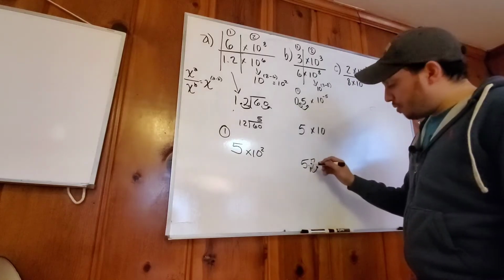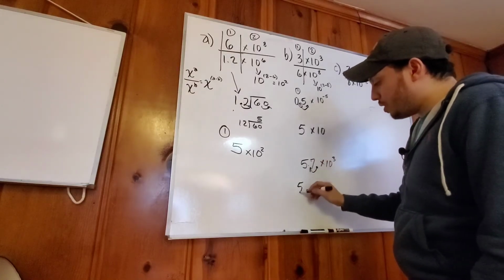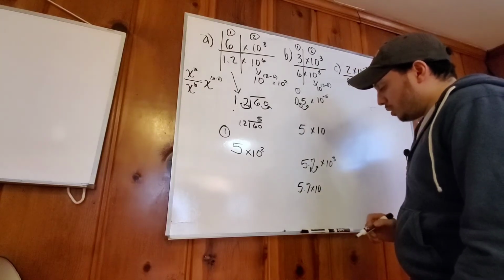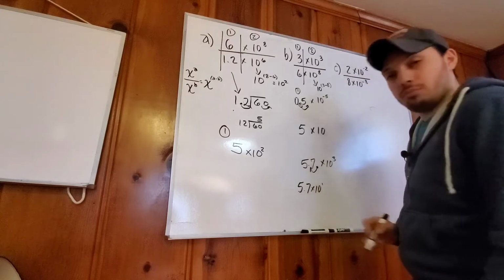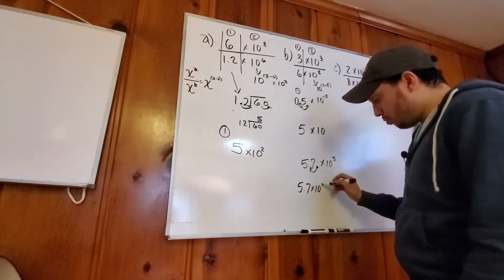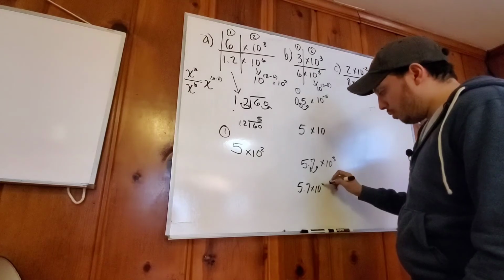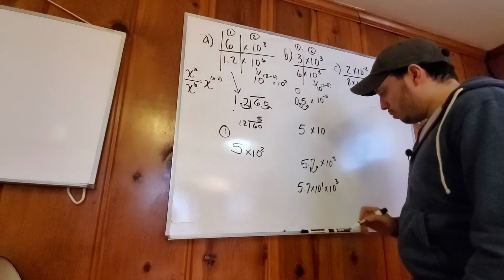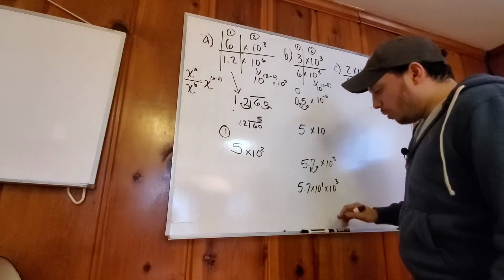So when you move 57 to make it a 5.7, what you did was make it into a 10 times 10 to the 1 power. When you move it to the left, you put 10 to the 1 power, right? Times 10 to the 3 power, or the 10 cubed. Well, what are we going to do?